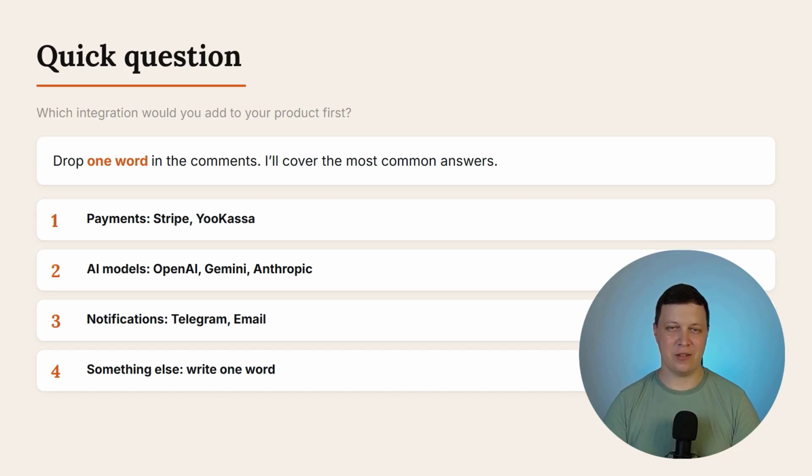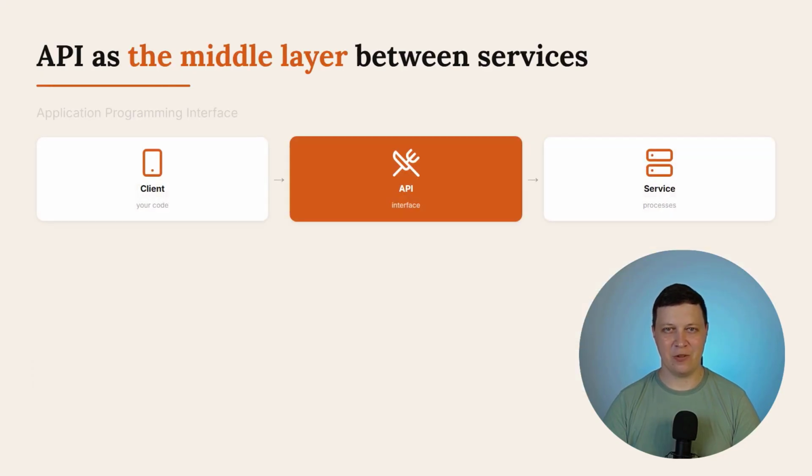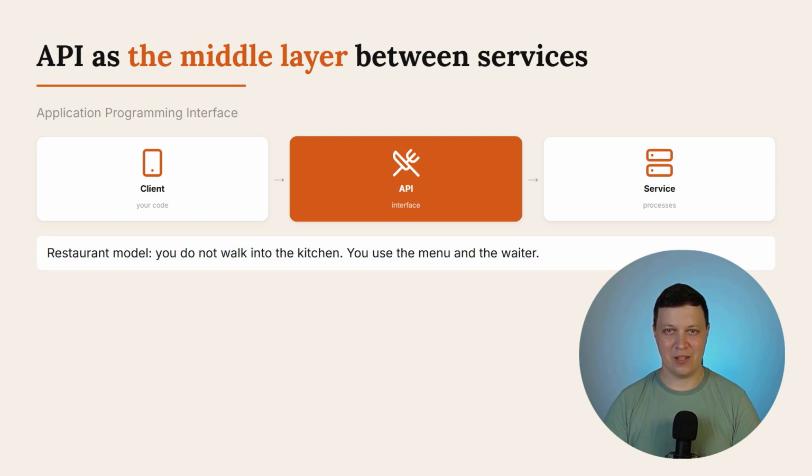Let's start with the basics. What is an API? API stands for Application Programming Interface. Sounds scary, but the idea is simple. Think of a restaurant. There's a kitchen. That's where everything gets made. You want to eat? You don't walk into the kitchen directly. There's a menu, a list of what you can order. You tell the waiter, the waiter relays the order to the kitchen, the kitchen prepares it. The waiter brings you the result. What happens inside? Not your concern.